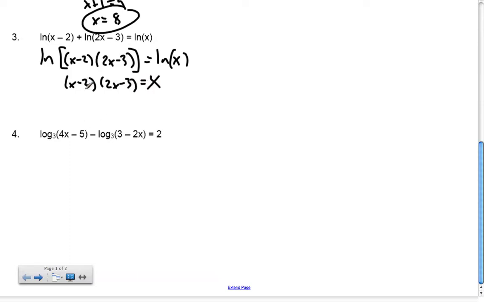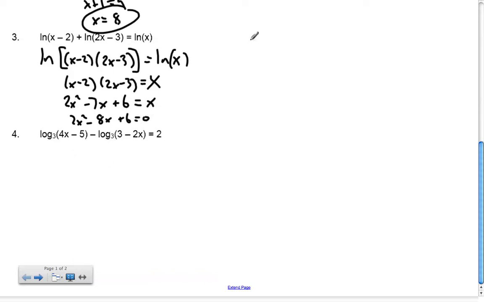Let's do a little bit of expansion here. x times 2x is 2x squared. This would be negative 3x and negative 4x, which would be negative 7x. And negative 2 times negative 3 is 6. I'm just expanding this quadratic is equal to x. Okay, we need to solve this by setting it equal to 0. Subtract x from both sides. 2x squared minus 8x plus 6 is equal to 0.